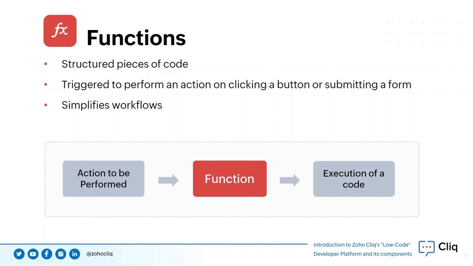Imagine you have a couple of lines of code that you want to execute at specific times, like clicking on a button in a form. Instead of writing the code for it at the place of execution, you can create a function which gets invoked and then runs the code on pressing the button.